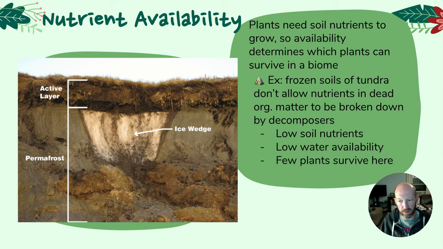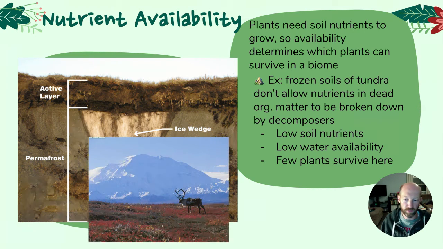Here you have this ice wedge. You can see within the tundra, the active layer is right up top here, and then you've got all this permafrost. It's going to freeze and melt each year, but the quality of that soil is pretty low, and you don't get a lot of plant life. Here's a picture of the tundra with just a lot of low-lying shrubs.